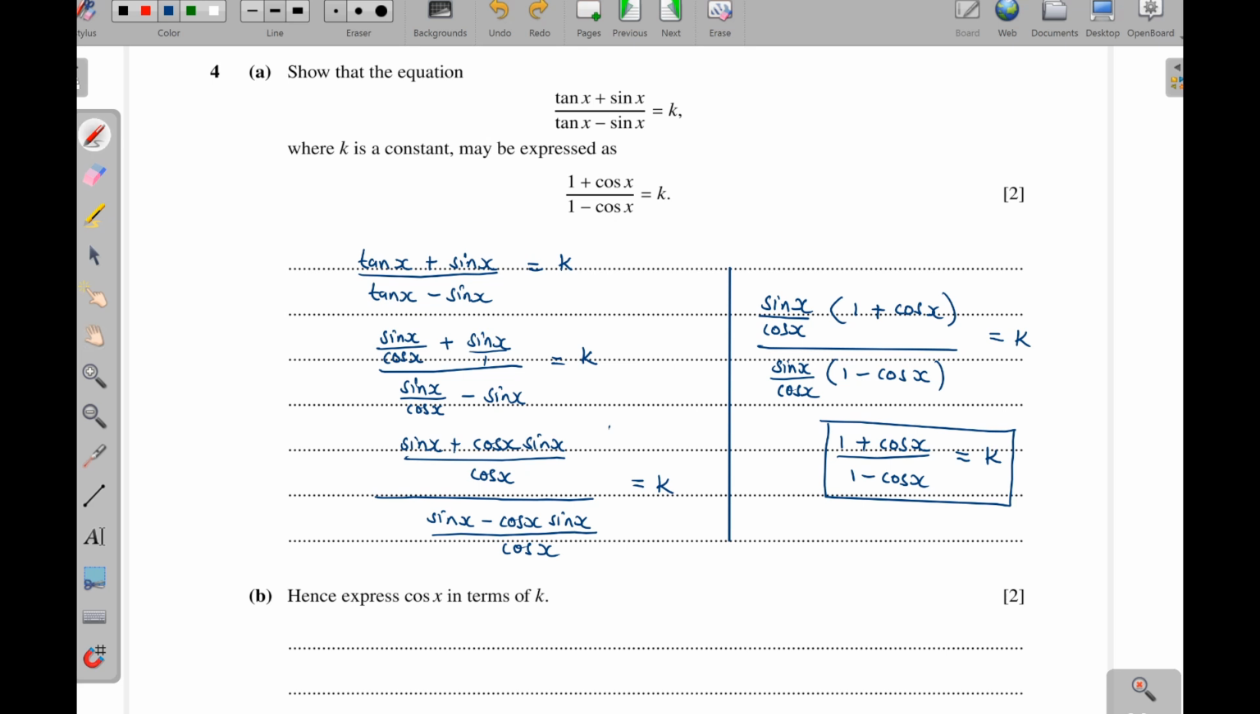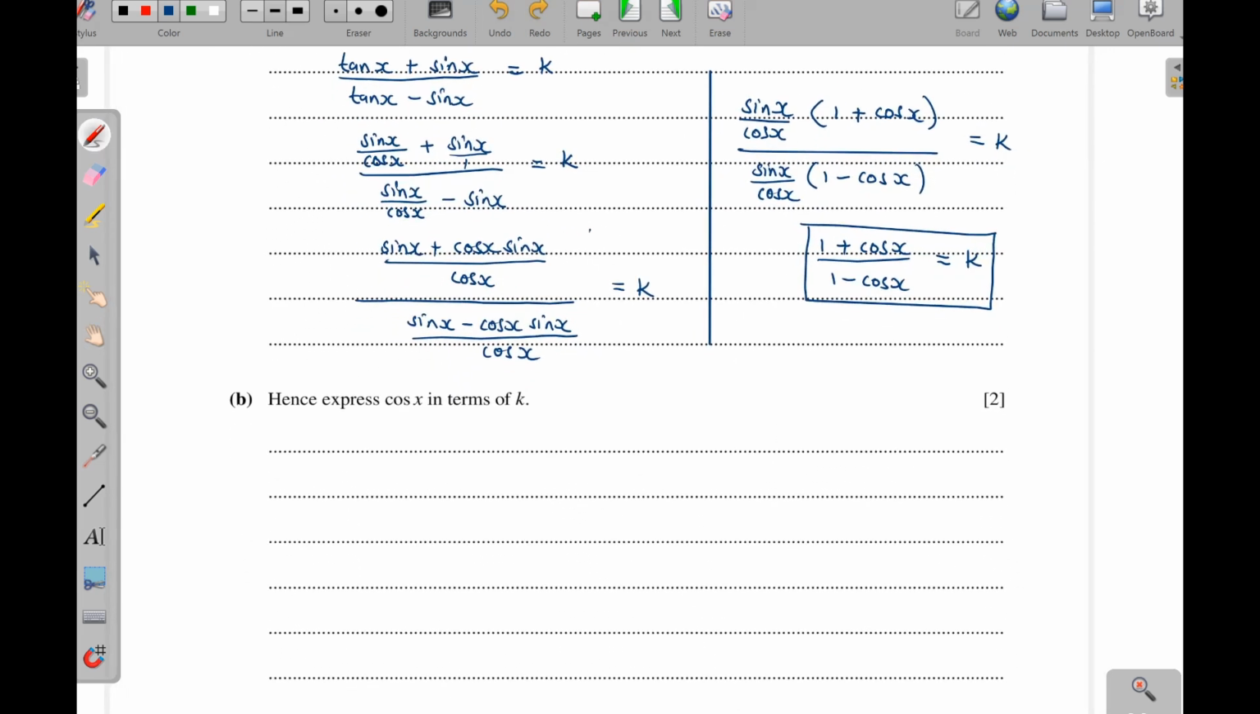Then part B: hence, meaning begin from where you have stopped, express cos x in terms of k. So let us look at this. 1 plus cosine x divided by 1 minus cosine x is equal to k. So we can cross multiply here. So we have 1 plus cosine x equal to k minus k cosine x. Then you make cos x the subject of the formula. So first get the terms that have the cosine of x. I'll make this one come this side, and it will add up to this one here, right?